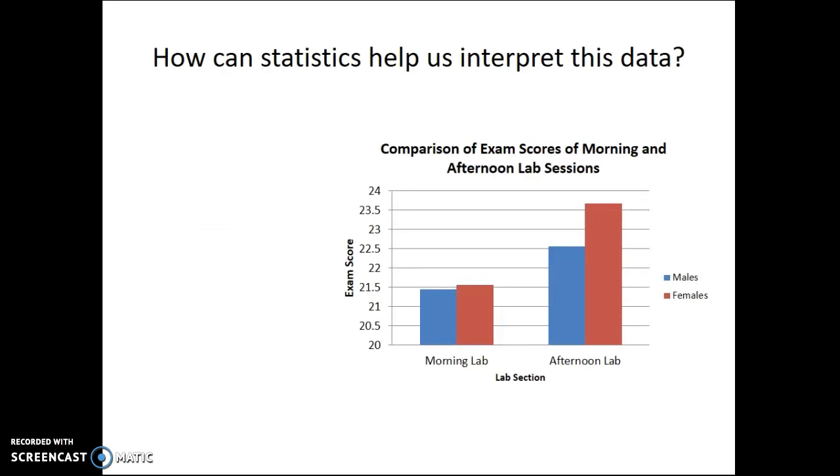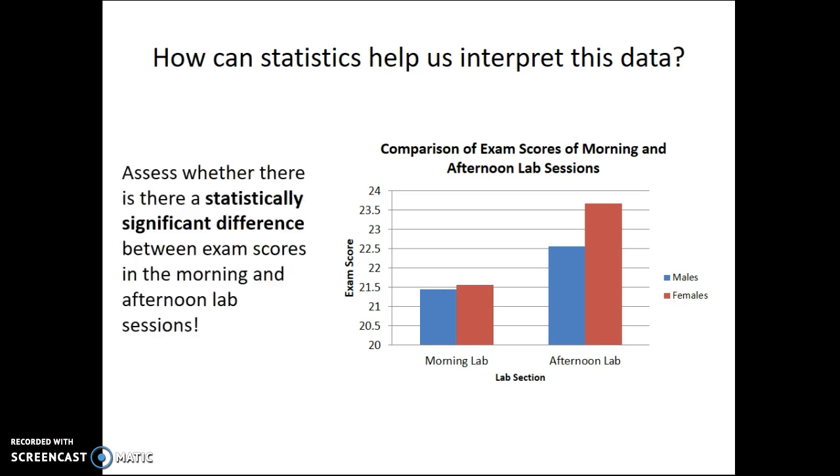So now think a little bit about how stats might help us interpret this data. Well, the benefit of stats is it allows us to assess whether there really are statistically significant differences between exam scores. Is there a true difference or a statistically significant difference between the afternoon lab scores and the morning lab scores? Or maybe there isn't a statistically significant difference there. Stats can help us to answer these types of questions.